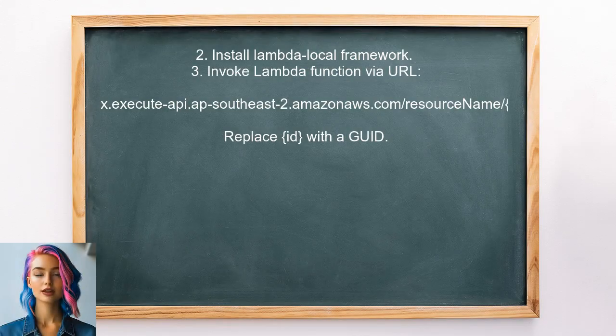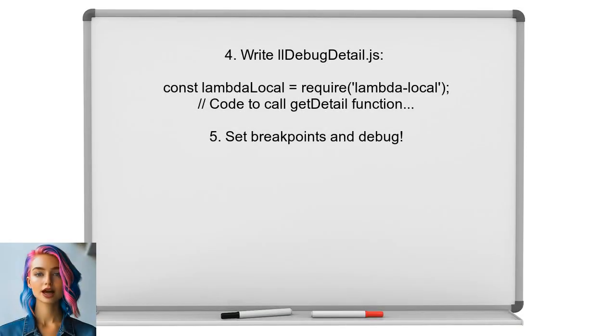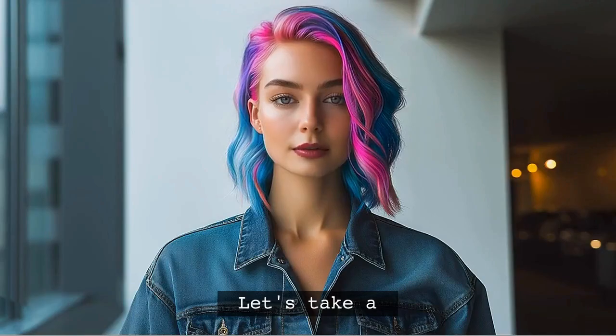Next, install the Lambda local framework to execute your Lambda function. You can invoke your function using a specific URL format that includes a GUID parameter for product details. Finally, write your lldebuggdetail.js code to call the getDetail function. With everything set up, you can set breakpoints in your code and step through it during the debug session. That's it for that answer. Let's take a look at another one.